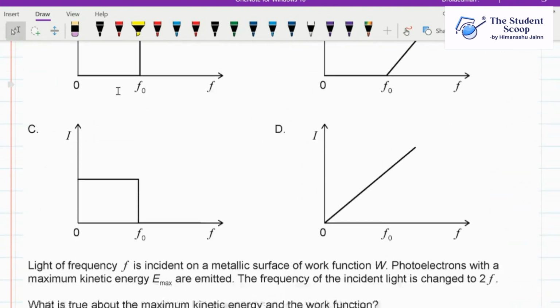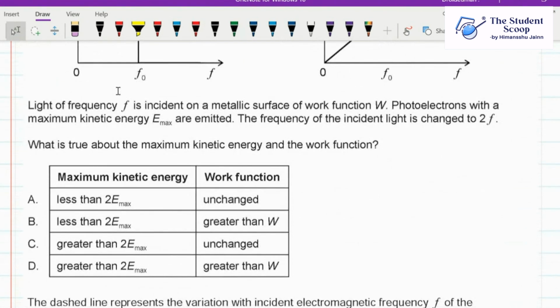Okay, light of frequency f falls on a metal surface with work function W. The photoelectric effect has a max kinetic energy Emax. The frequency is now doubled. Now, what is true about the max kinetic energy and the work function in the second scenario? So earlier it was EK, the max kinetic energy, equal to hf minus W. Now what has changed? It has changed from hf to 2hf. There will be a new W dash and then a new kinetic energy.